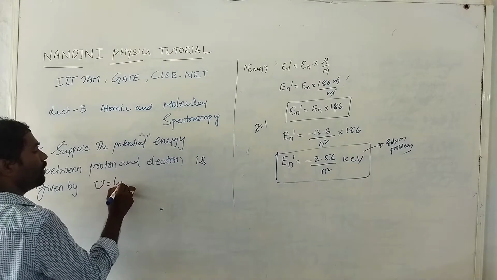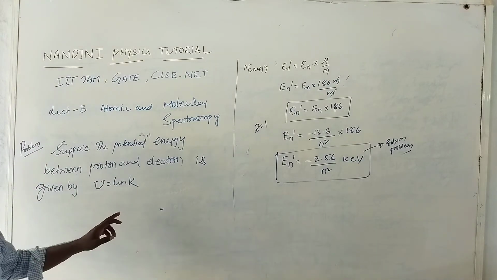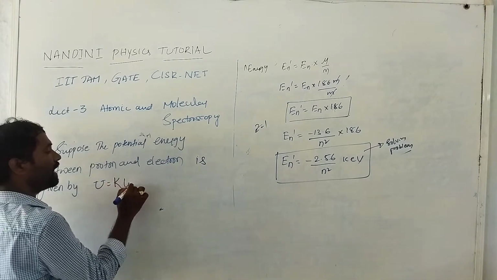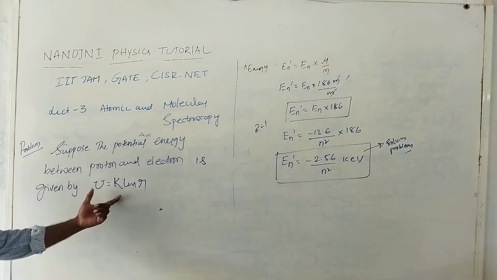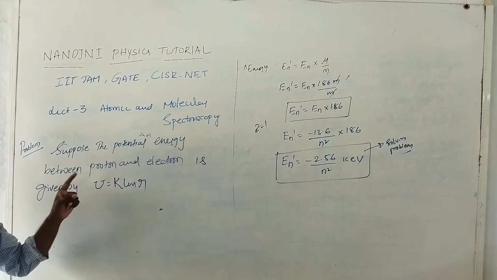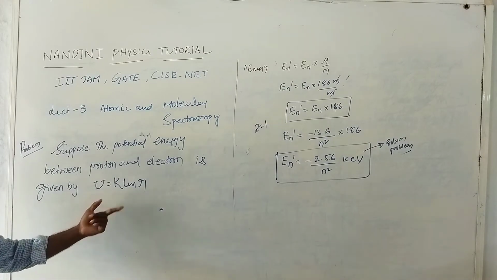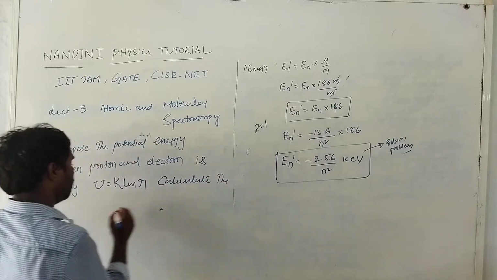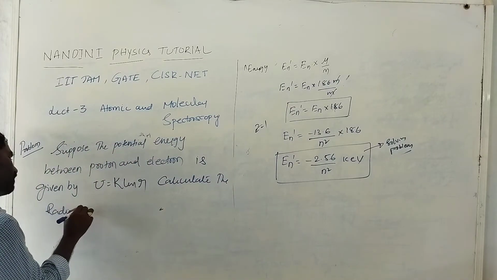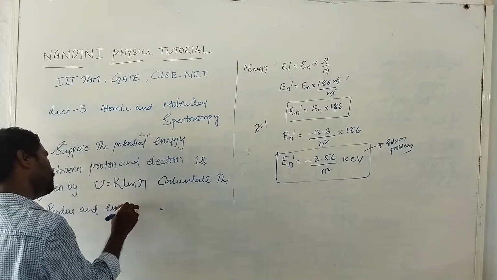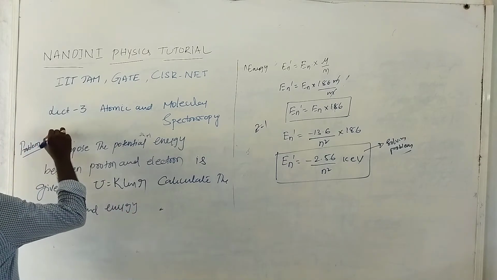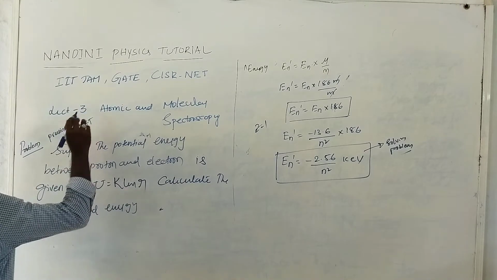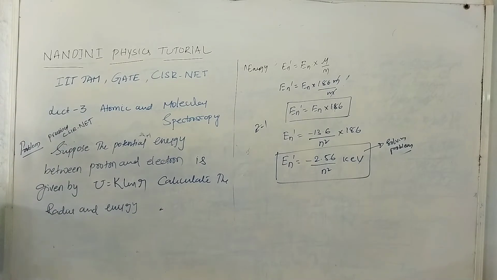U is equal to K ln R. This is the potential energy given. Suppose the potential energy between proton and electron is given by this. Calculate the radius and energy. So this is a previous year CSIR NET problem.